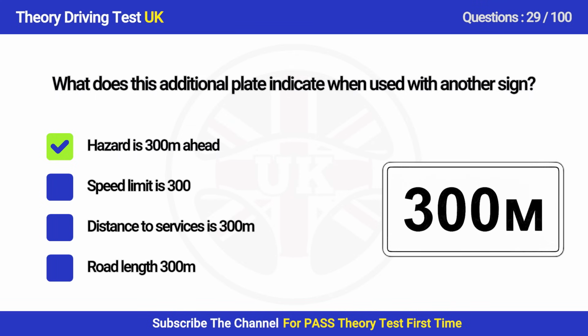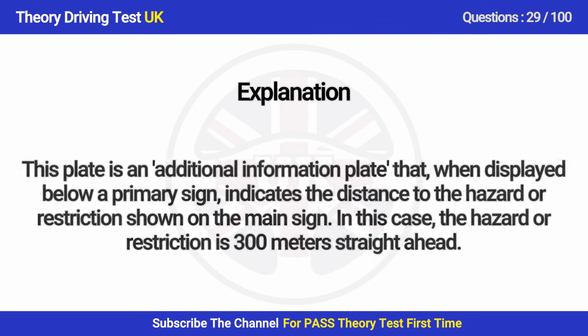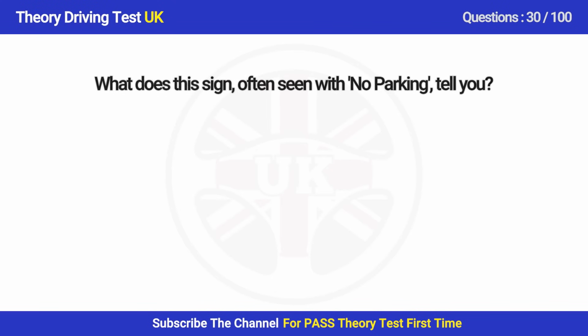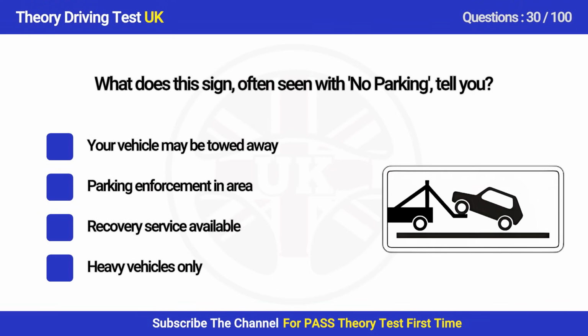Answer is A. Hazard is ahead. This plate is an additional information plate that, when displayed below a primary sign, indicates the distance to the hazard or restriction shown on the main sign. In this case, the hazard or restriction is 300 meters straight ahead.